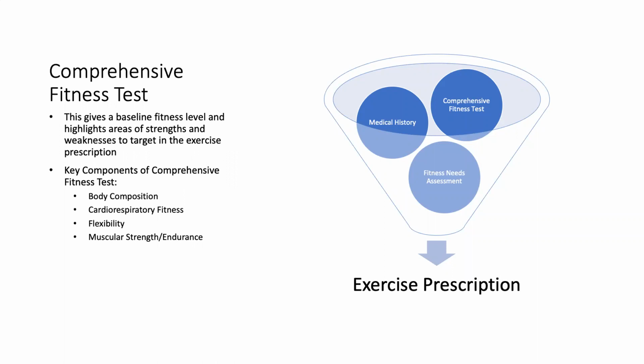All right, the second thing here is the comprehensive fitness test. So this gives baseline fitness levels and highlights areas of strengths and weaknesses to target in our exercise prescription for our client. The key components of this test are body composition, cardiorespiratory fitness, flexibility, and muscular strength and endurance. And these are all of the same tests that we have done previously this semester in lab.